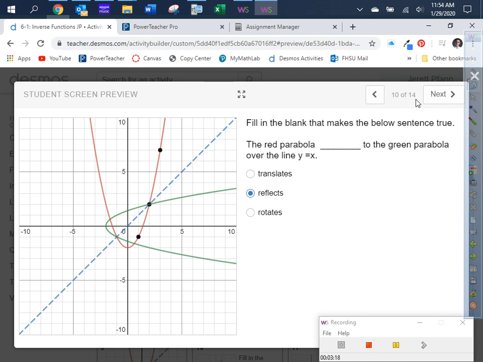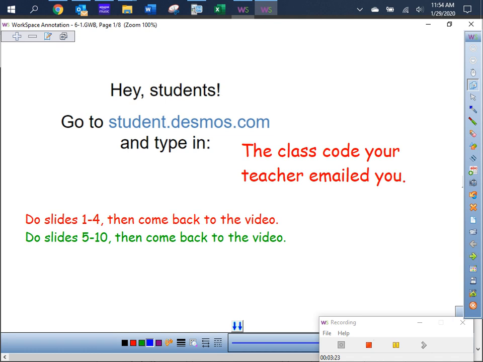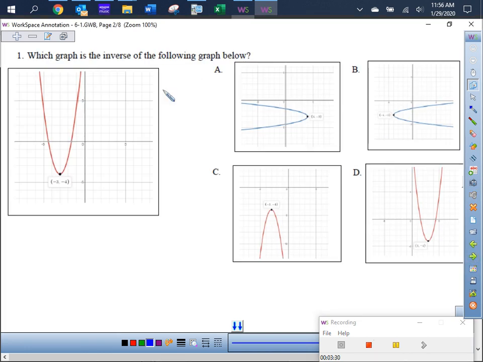Now there's still some more Desmos slides to do, but we're going to go back to our practice sheet now. So before we can finish the Desmos, we got to go do some work here. The ACT and all these cool test questions that are coming up are going to ask you some simple questions about the graphs of inverses.